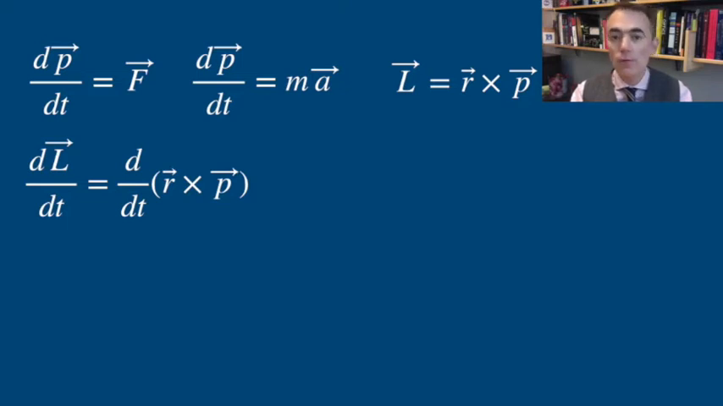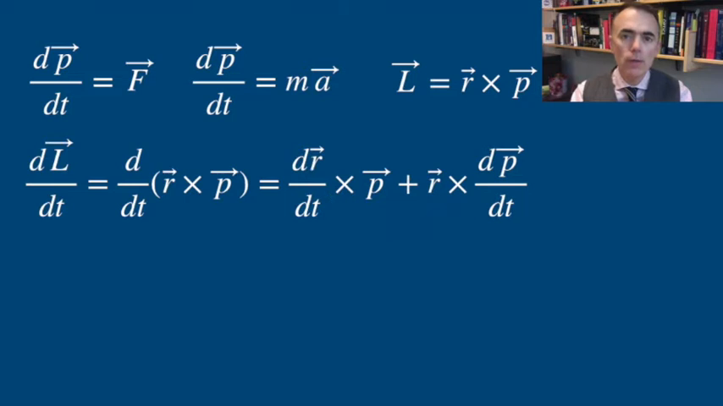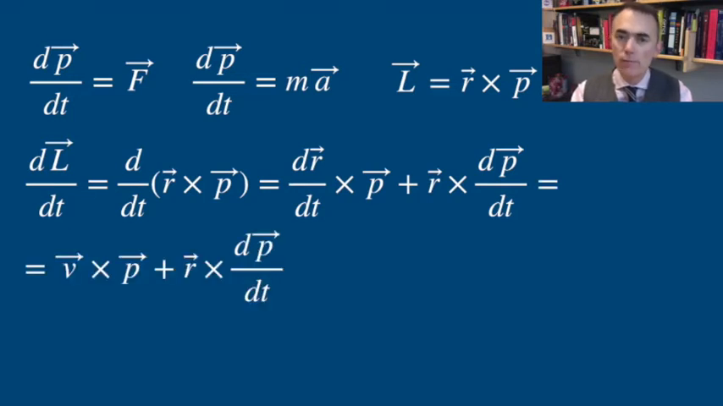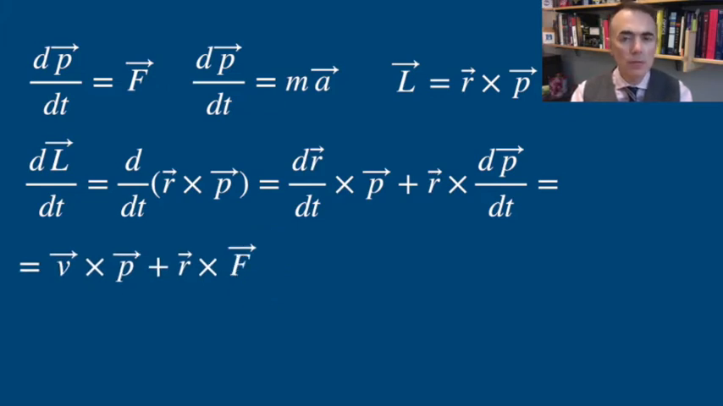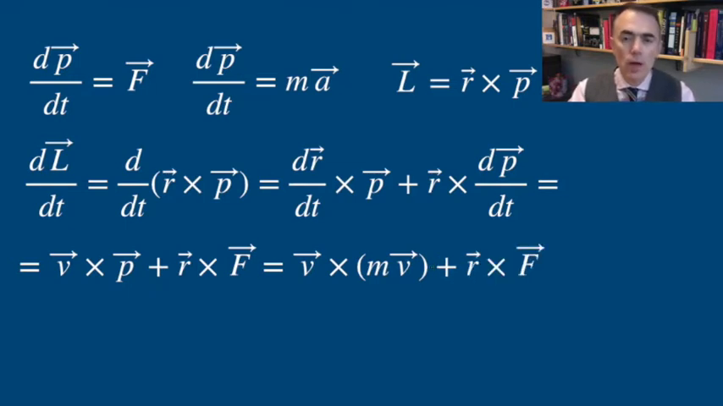This is the derivative of a product, therefore it is the derivative of the first term times the second term plus the first term times the derivative of the second term. The derivative of r with respect to time is the velocity v of the particle, and the derivative of p with respect to time is the net force F. Now the first term is v cross product p, and the second term is r cross product F.